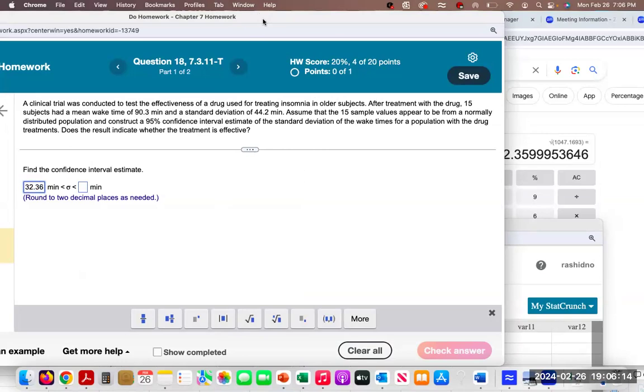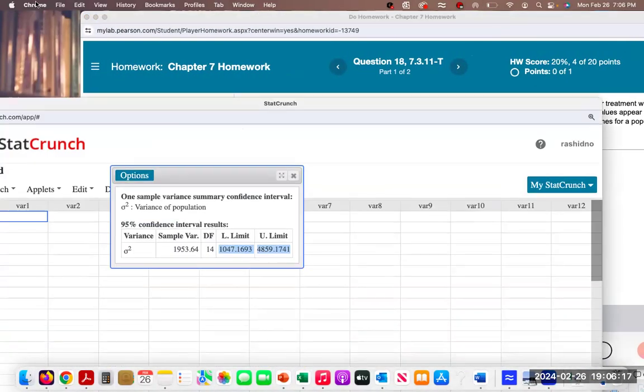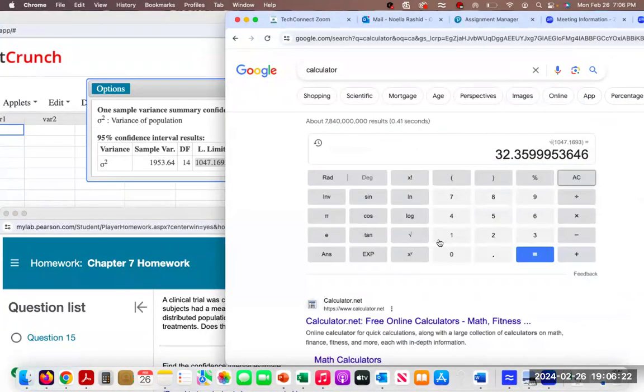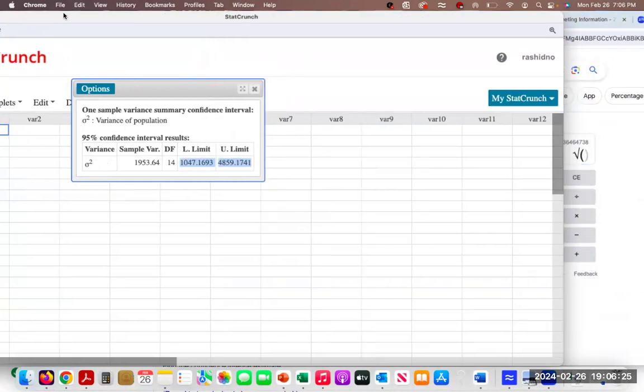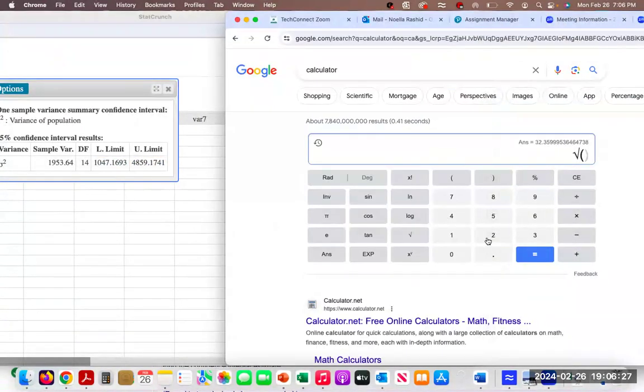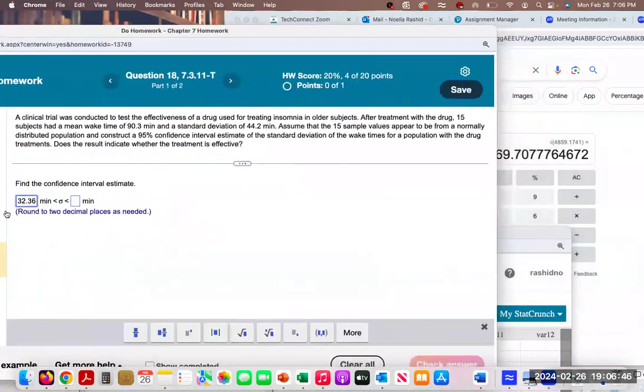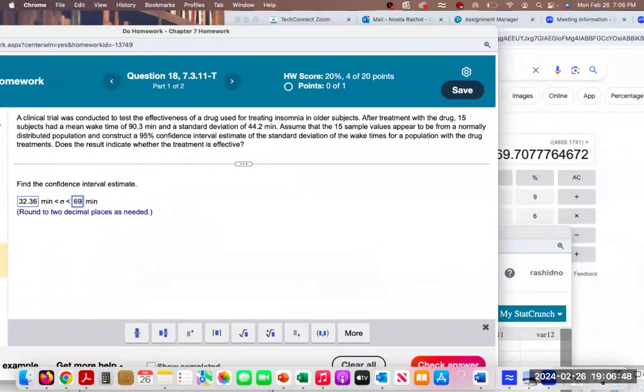Now let's find the upper limit value. Doing the same thing, we're going to take the square root of the upper limit. So the upper limit is 4,859.1741, and that is the value for the upper limit of the confidence interval. So we get 69.71 minutes.